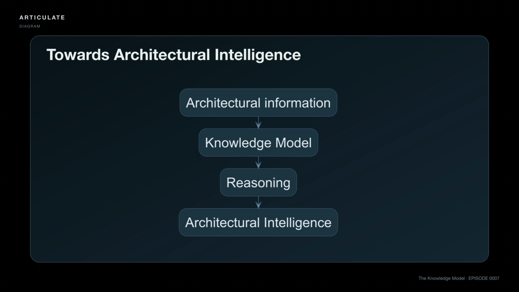That's why the knowledge model is so important. Without it, AI is simply generating responses to whatever information just happens to be available. With it, the platform has a shared understanding that it can reason over.